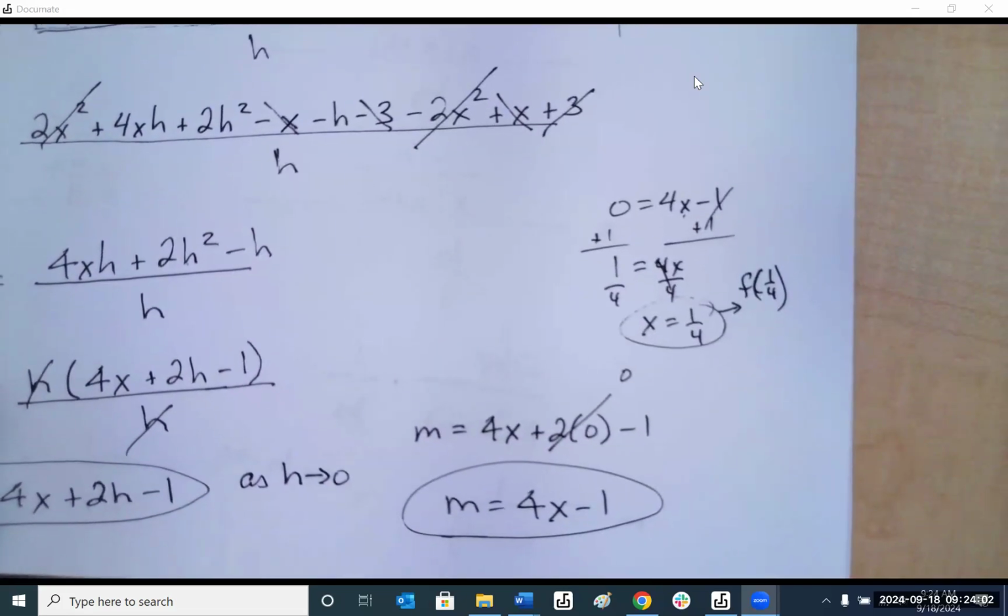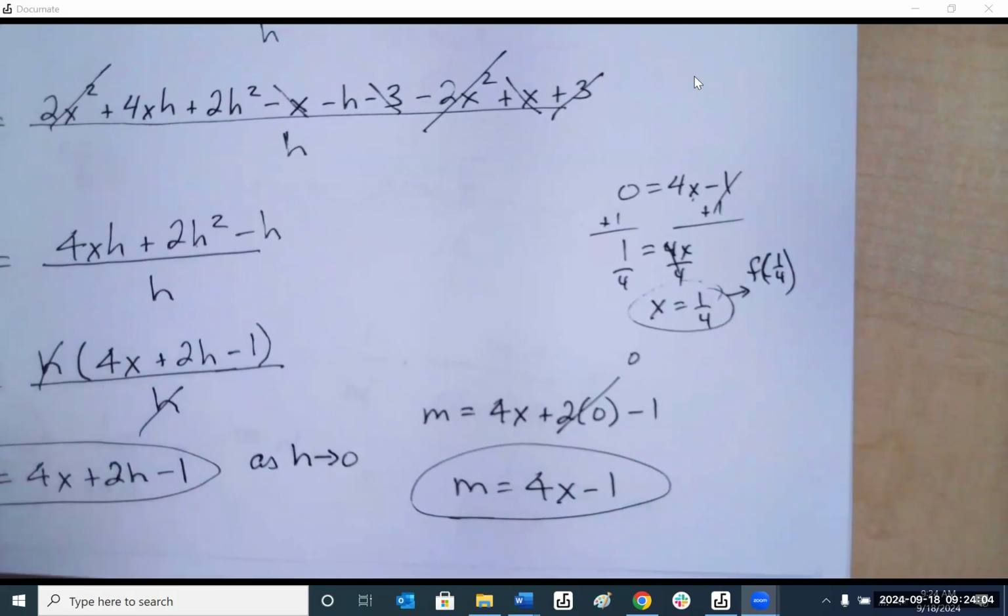All right, that does it for that section. Any questions? Remember, section 3, let me go ahead.